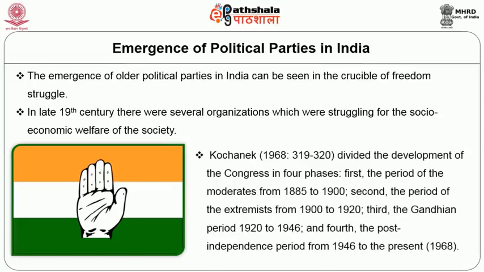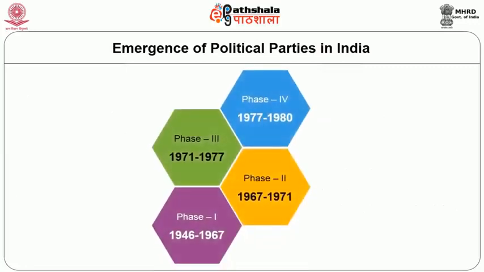Kochanek divided the development of Congress into 4 phases. He said first is the period of moderates from 1885 to 1900, second is the period of extremists from 1900 to 1920, third is the Gandhian period from 1920 to 1946, and the fourth is the post-independence period from 1946 to the present. Now we may also delineate phases.